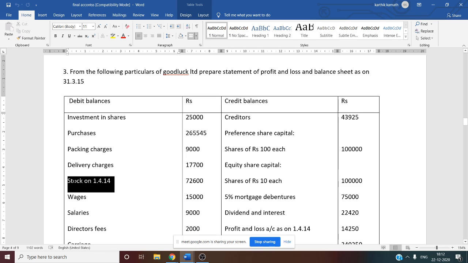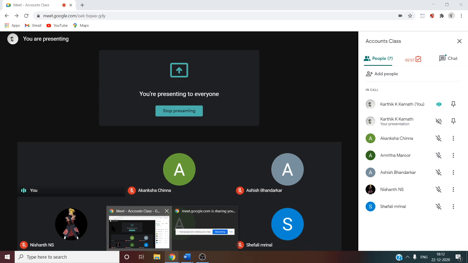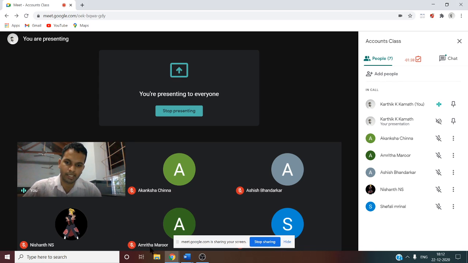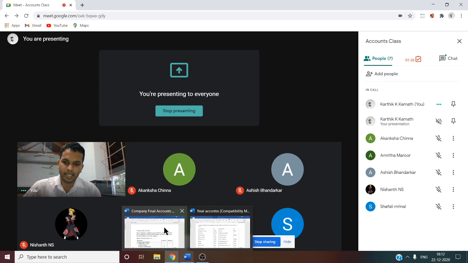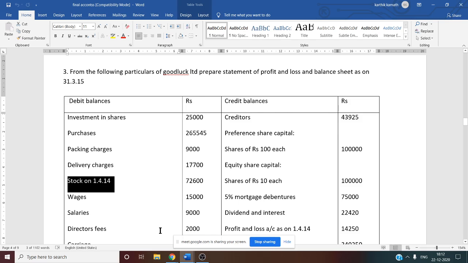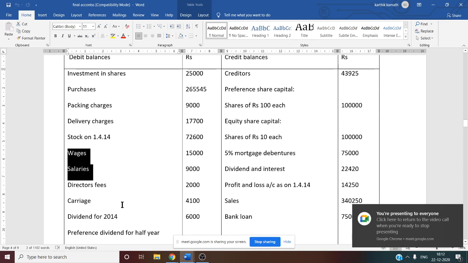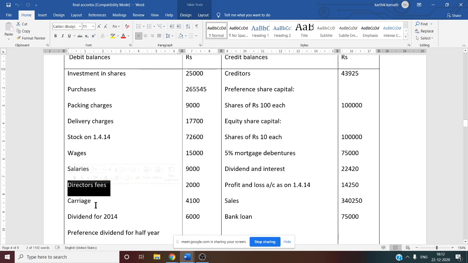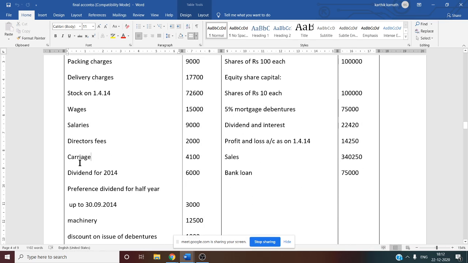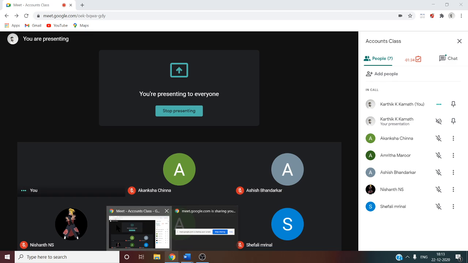Then stock on 1/4/2014, that is nothing but changes in inventory. Opening stock is working note number 26. There you have to write. And one more thing, wages and salary is employee benefit expenses, working note number 27. Director fee, other expense, working note number 30. Carriage, other expense, working note number 30. Dividend, what about dividend? Working note number 2.